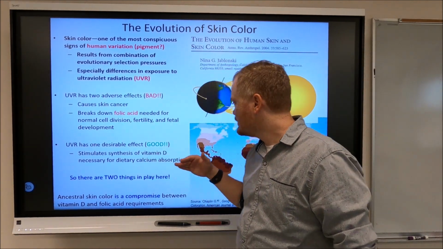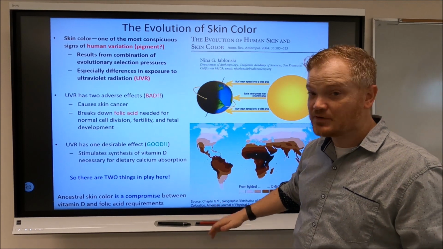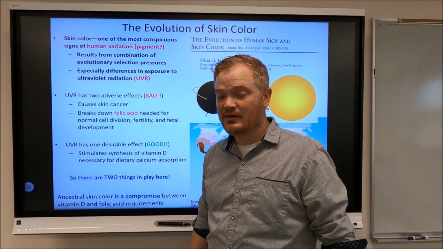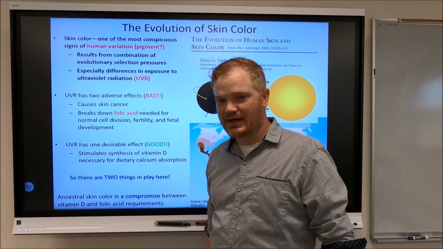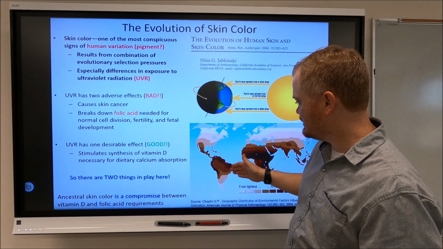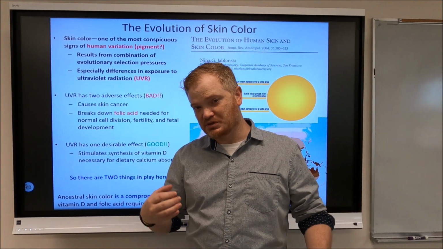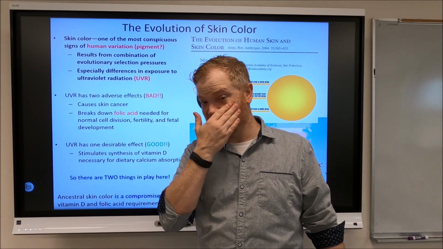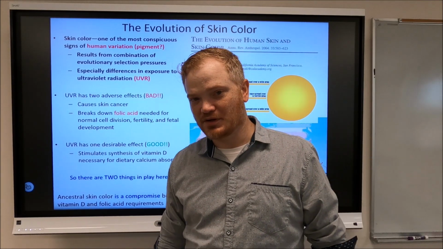Going up towards the poles, on either side of the planet, there's not a lot of UV radiation coming in. So you want to use as much of it as you can to make vitamin D because folic acid breakdown is not going to be a problem. It's a gradient, folks. It's a gradient, in terms of being able to make vitamin D, but protect your folic acid storages. That is why this pattern of skin coloration appears on the globe.